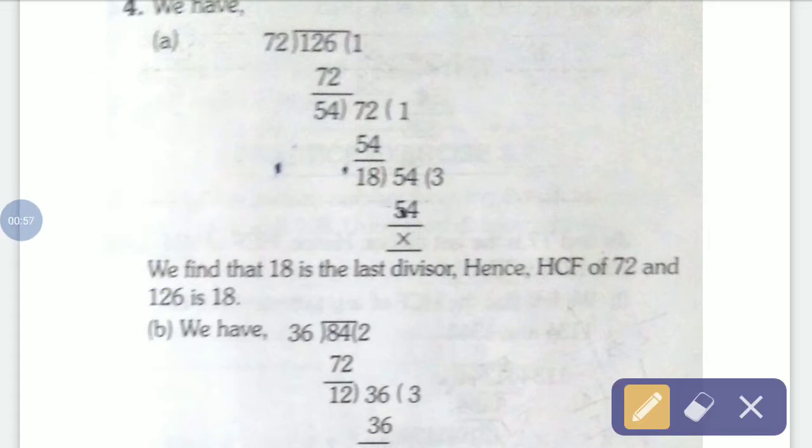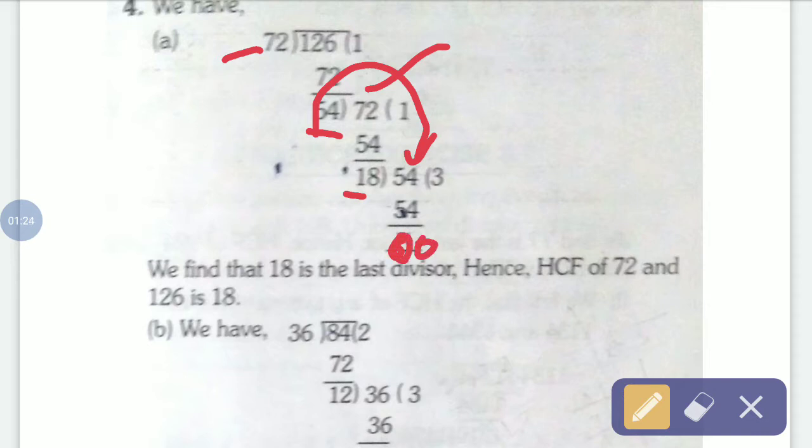72, so you will have the remainder 54. So your divisor will become your dividend, and then 72 divided by 54, again ones are, you will get 18. Again 18 will be your divisor, and then 54 divided by 18, and that is 18 threes are 54, and you will get the remainder 0. So when we get the remainder 0, then that divisor is your HCF. So 18 is the last divisor, hence HCF of 72 and 126 is 18.